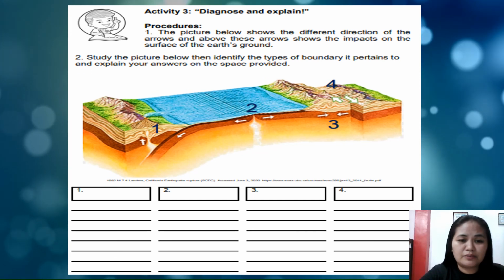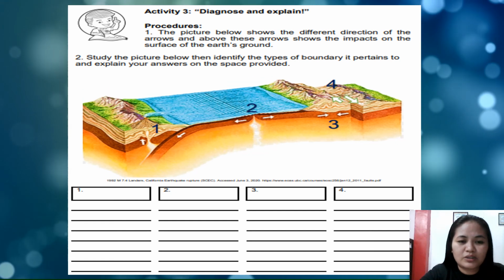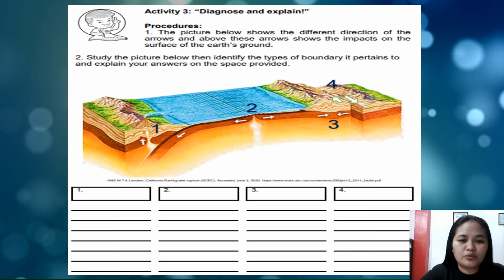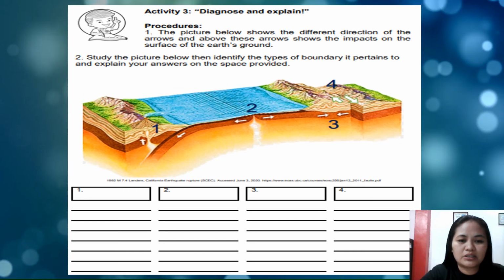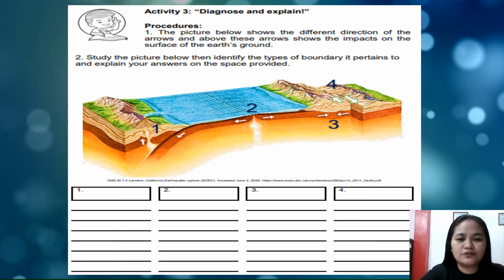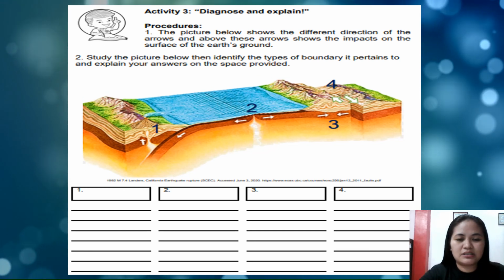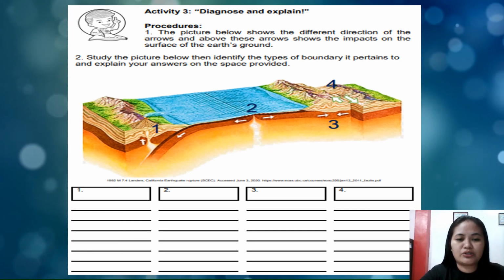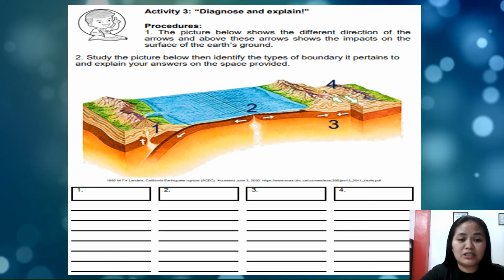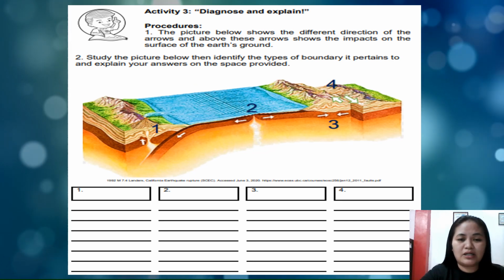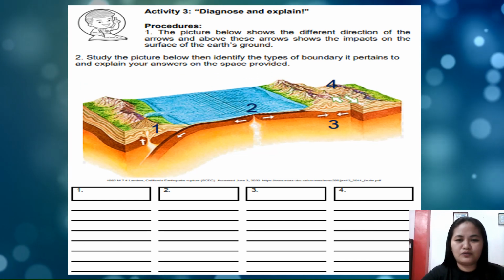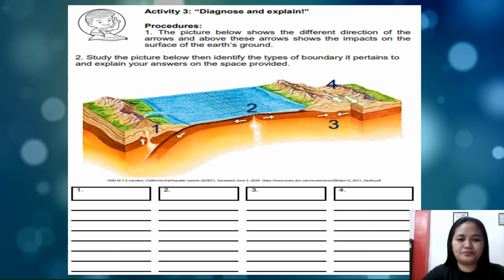For example, in number 1, let's see number 1. What happens to the arrows in number 1? There is an arrow going down, and there is also an arrow that is going up. Alright, so what kind of boundary is that? Is it convergent, divergent, or transform? And why? Why did you answer? And then you explain it in these blanks. Actually, I'm already telling you why this is convergent or divergent, transform.